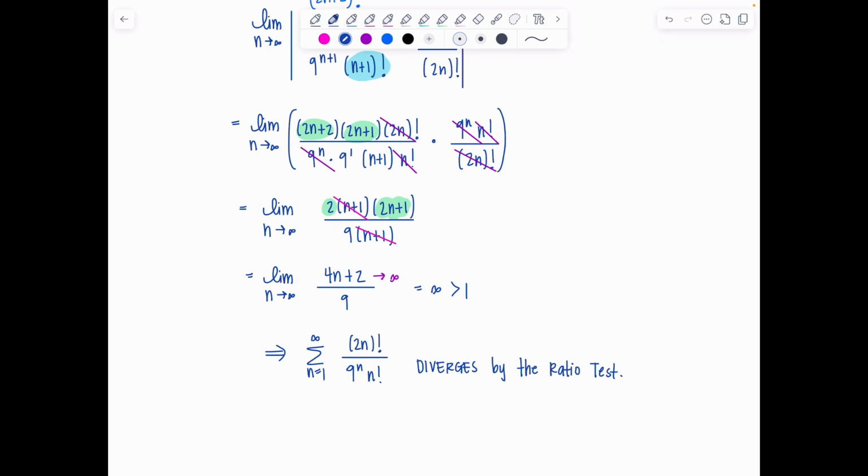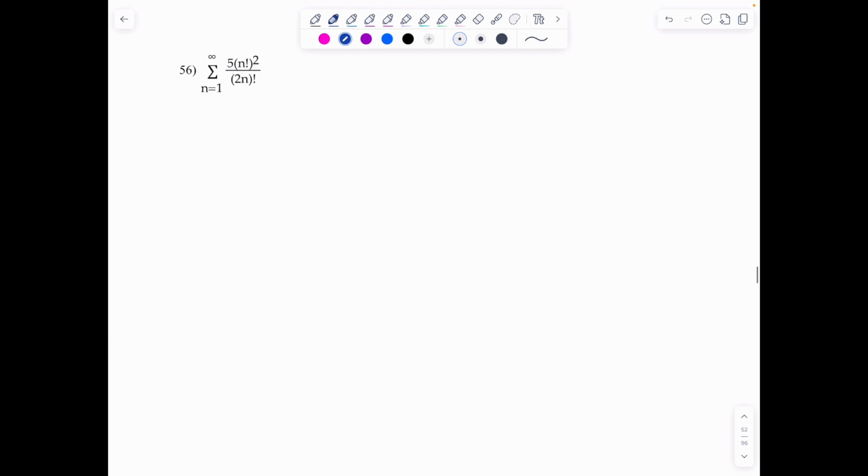Very good. Okay, more factorial fun. I want you to see as many possible scenarios. Sum n equals 1 to infinity, (5 times n factorial) squared over 2n factorial. Don't be intimidated by the fact that we have a factorial squared. If it helps you, just think that means you have n factorial there twice. If you want to write it out twice, if it makes you feel better, I would do that.